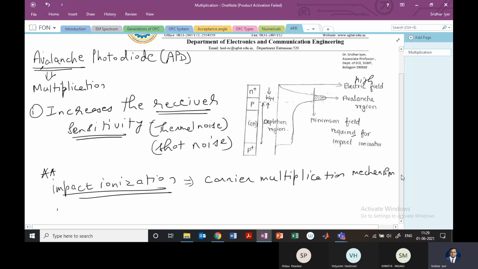So you just ensure that these carriers will move through a very high electric field region, where they will now collide with the other carriers, and impact ionization takes place, right? The carriers which are now created, the additional, newly created carriers, will get acceleration because of the high electric field, and thus they will get enough energy to cause further impact ionization, right?